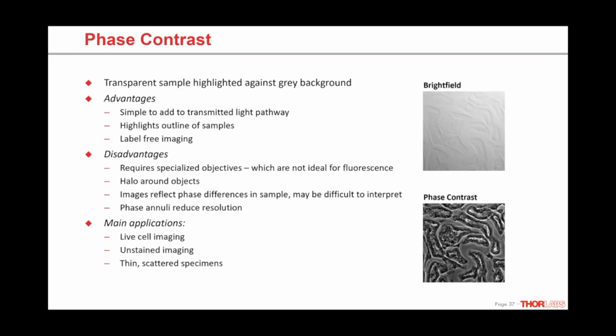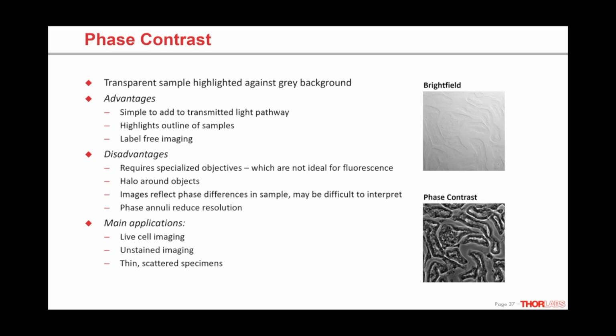The advantages is that this is simple to add to a transmitted light pathway. It highlights the outlines of samples, and therefore transparent samples do not require labels. Disadvantages to this setup is that it requires specialized objectives. These objectives with phase rings and neutral density filters are not ideal for other imaging modalities, including fluorescence, because they are not transmitting light efficiently.